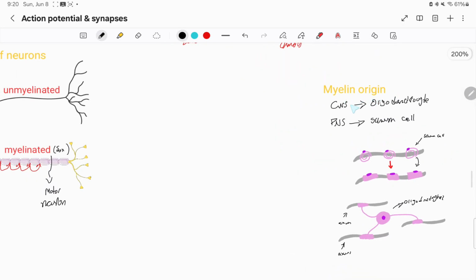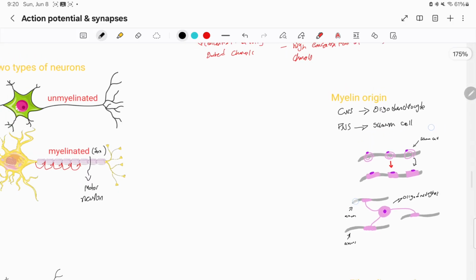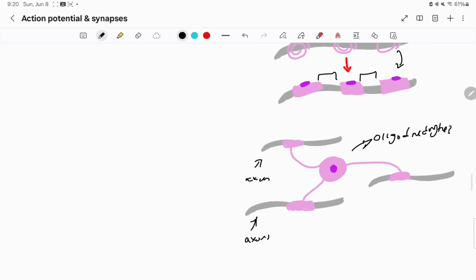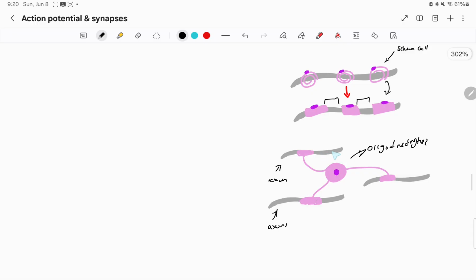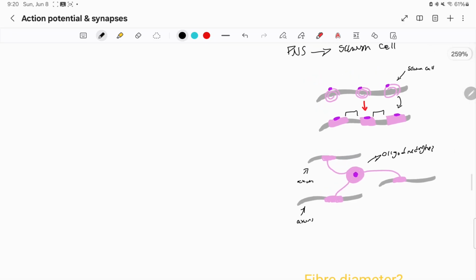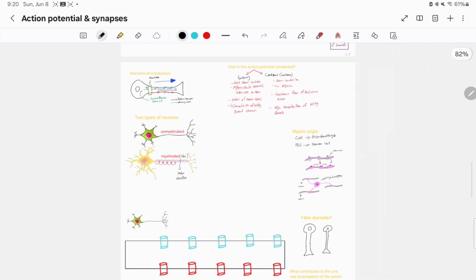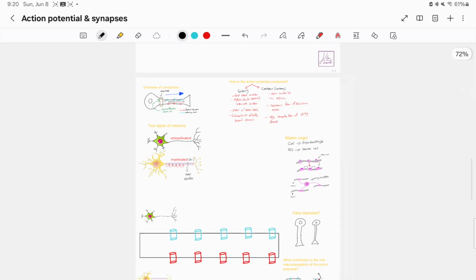So myelin originates in the central nervous system from cells called oligodendrocytes, and in the PNS, from Schwann cells. Okay? Great. And of course, here's a better view of your node of Ranvier. This is a node of Ranvier. This is another node of Ranvier. I didn't show it here, but there would also be another node of Ranvier. So this is the origin of myelin. This is where myelin is actually coming from.